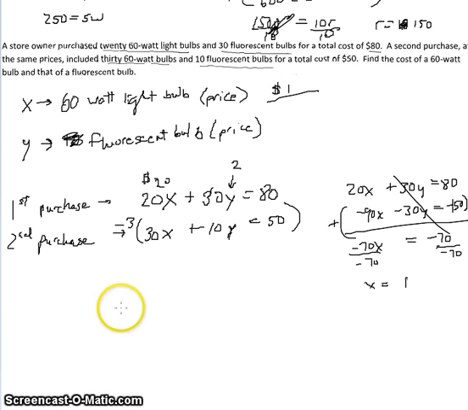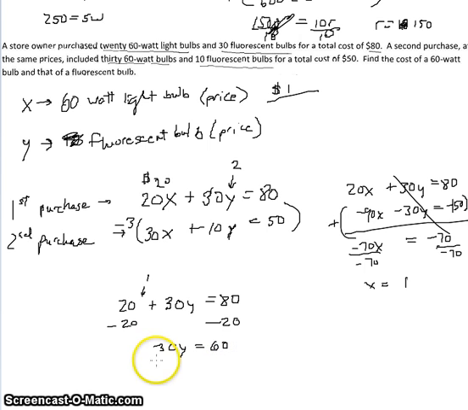And if you want to see the whole thing out, 20 times 1 is 20, plus 30y equals 80. Again, I plugged 1 in for x, minus 20. I get 30y equals 60. Divide by 30. I get y is equal to 2. So the price of this bulb is $2. So the price of each bulb, $1 and $2.